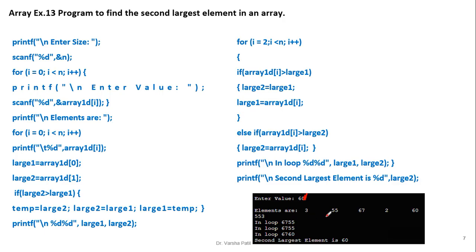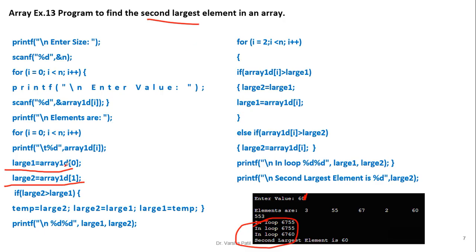The elements are 3, 55, 67, 260, 553. Now see, you check the basic logic, because here in the loop I have printed the value to check whether it is working correctly or not. Otherwise the logic is the same. Now see, in the last program we made only one large, now we require to make two large. So whatever this large 1 is the largest, and this is the second largest.